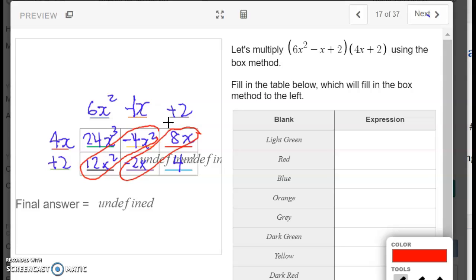So anyway, the final answer is going to be 24x to the power of 3. Negative 4x squared plus 12x squared is going to be 8x squared. 8x minus 2x is going to be 6x, and then plus 4 is going to be my final answer.